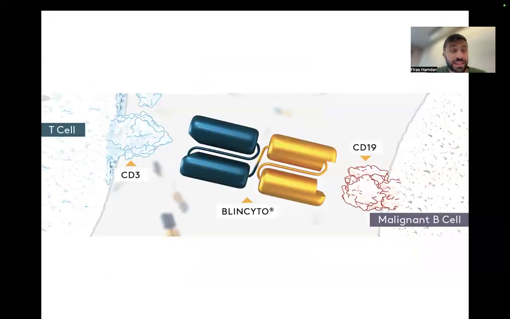A very good one that's actually in the clinic is called Blincyto. Blincyto is mostly for malignant B cells, so lymphomas. So you have a part that binds to your CD3. This is the variable region binding to your CD3. And this other one is binding to CD19. So you're making your T cell come super close to your malignant B cell so that they're literally killing each other. Well, sorry, more the T cell is killing the B cell.